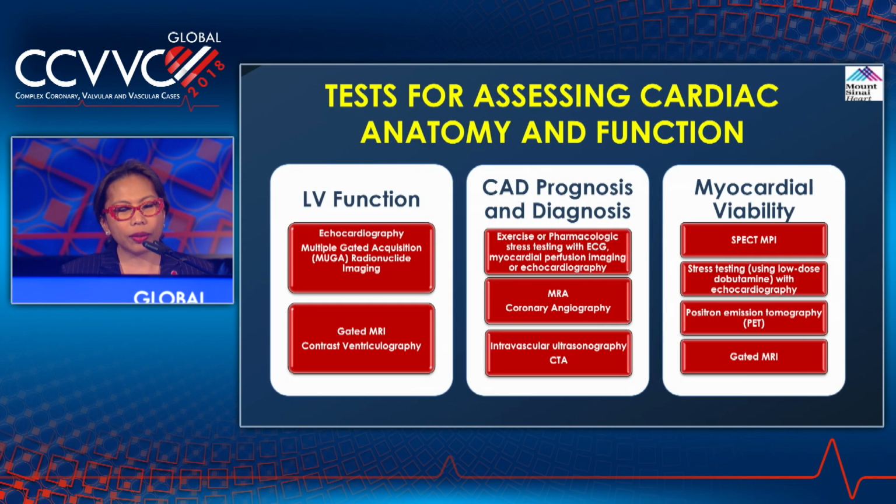There are different non-invasive and invasive ways of assessing cardiac anatomy and function. For LV function, we commonly use echo. For myocardial viability, we use SPECT MPI or the MRI. But for knowing the prognosis and diagnosis of our CAD, and at the same time being able to fix it, we do cardiac cath. But prior to cardiac cath, we want to know what your stress test is. Usually, before you send your patients to us for cardiac cath, we want to know what your stress test is.